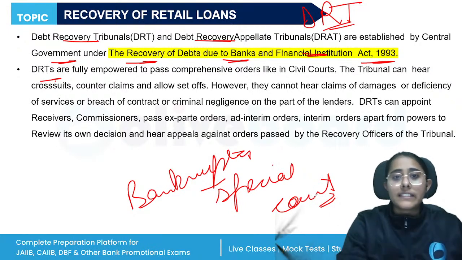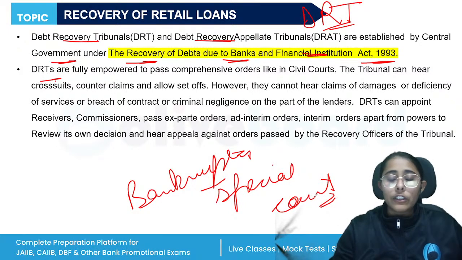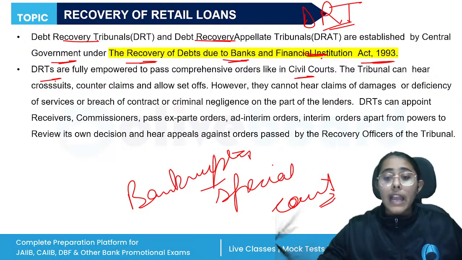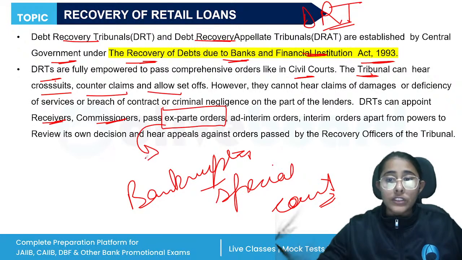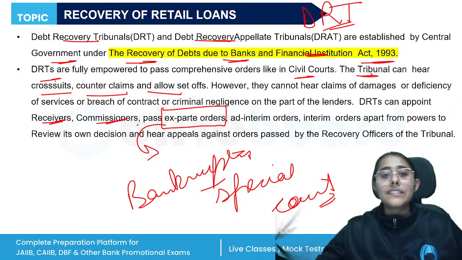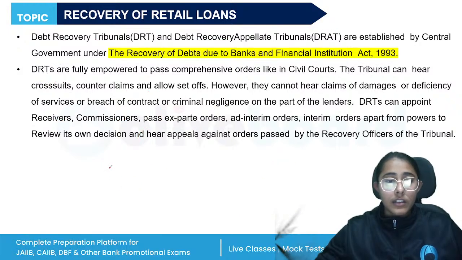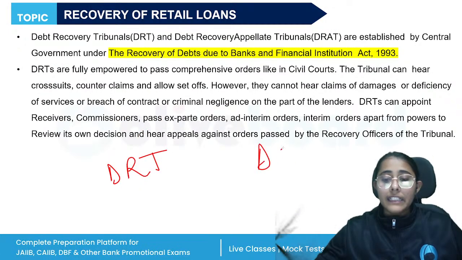So before the SARFAESI Act, the DRT Act was functioning. They act as the civil courts and they deal only with the recovery of dues, and the tribunal can hear the cross suits, counter claims, and allow the set-offs. DRT can appoint the receivers, commissioners, also pass the ex parte orders. Ex parte orders are those against which the appeals cannot be filed with the DRAT, which is the Debt Recovery Appellate Tribunal. So we have both the DRTs and the DRATs.